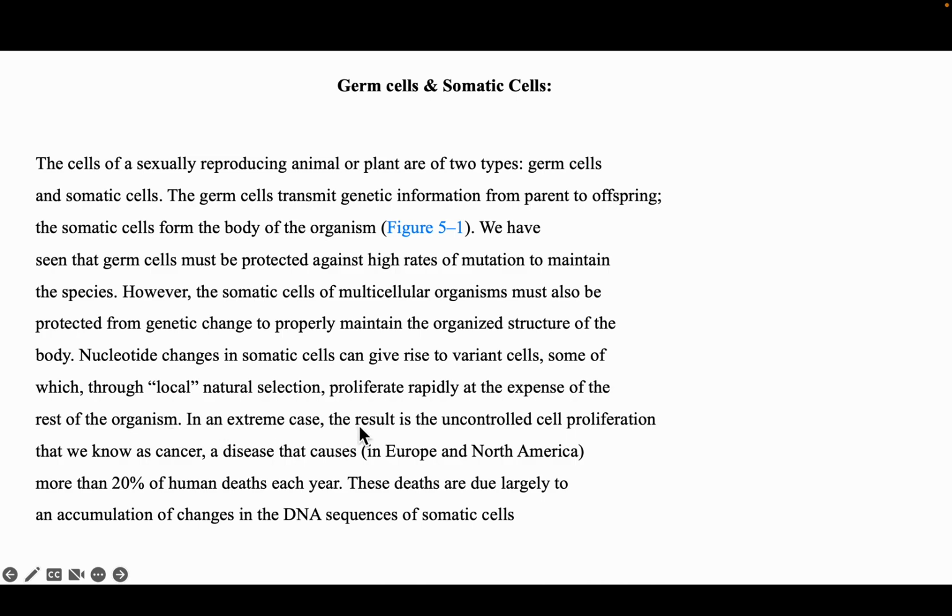In an extreme case, the result is the uncontrolled cell proliferation that we know as cancer, a disease. This is the consequence if something goes wrong with the proliferation of cells.